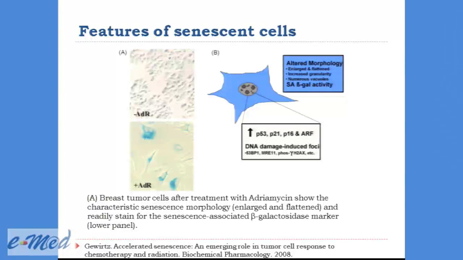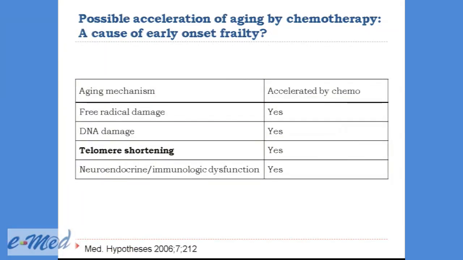The next question is, what can be the main mechanisms of aging by chemotherapy, causing an early onset frailty? There are basically 4 generally known mechanisms causing aging: free radical damage, DNA damage, telomere shortening, and neuroendocrine and immunologic dysfunctions. I will concentrate on telomere shortening, one because this is the main topic of my laboratory, and the other because it's probably the most important physiological and pathophysiological cause of aging.